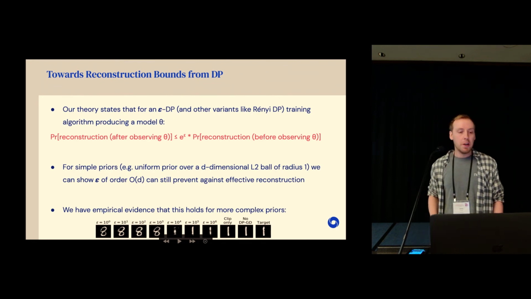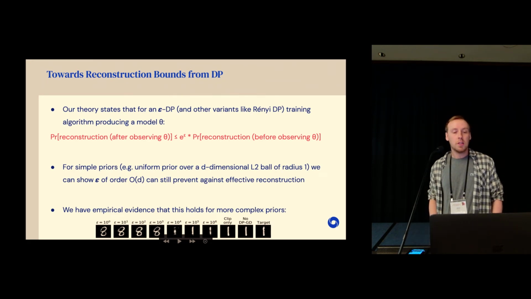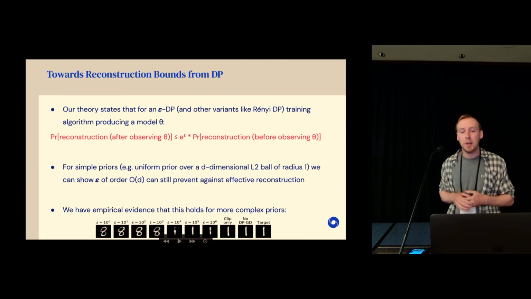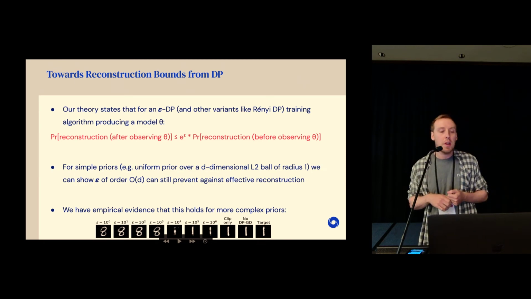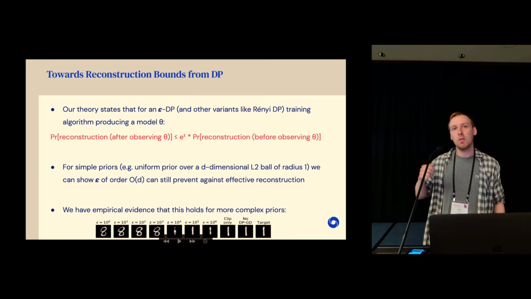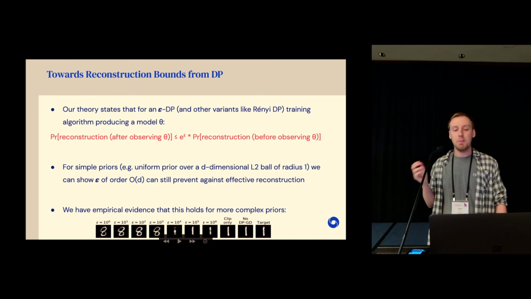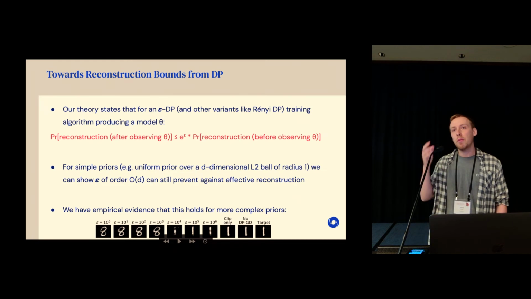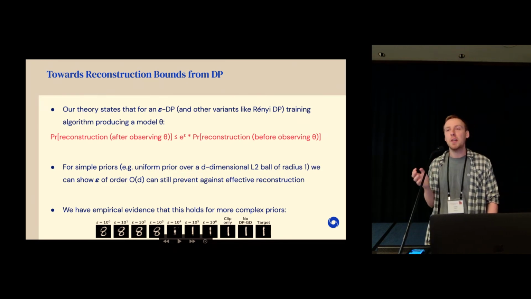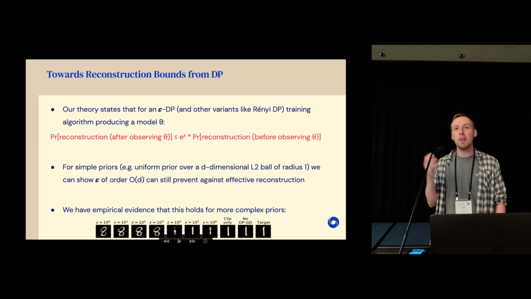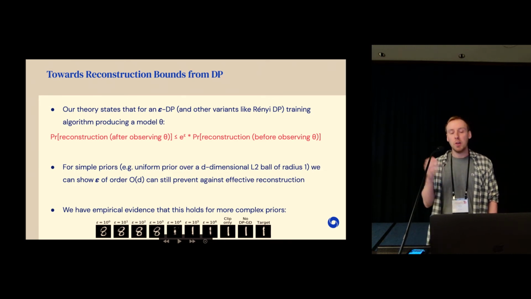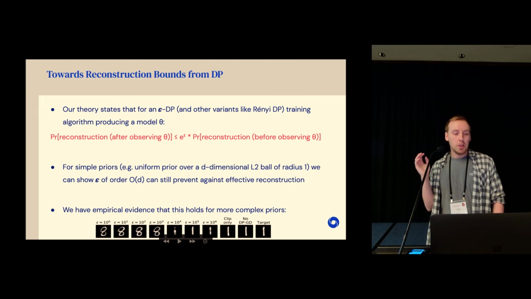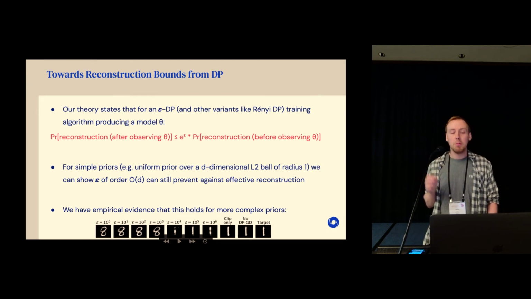Without going too much into the theory, we have some results that state that if you train your model with epsilon differential privacy or variants like Rényi DP, then the probability that you can get a good reconstruction after the adversary has observed the model is bounded above by e to the epsilon times the probability of a good reconstruction even before observing the release model. You can think of this probability as a prior probability of the ability to reconstruct over the data distribution. For a simple prior, for example a uniform prior over a d-dimensional sphere, we can show that this dimensionality term appears in the prior probability.